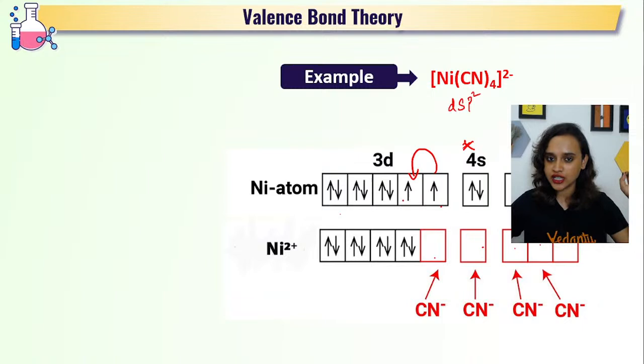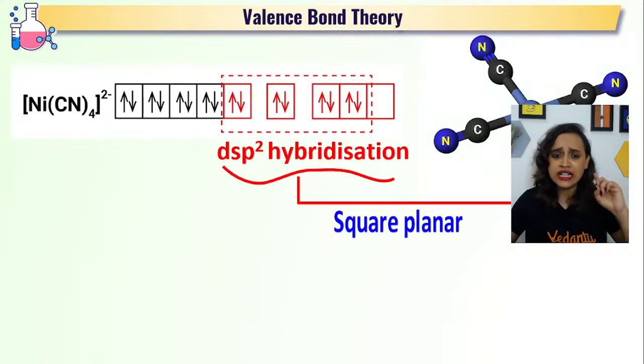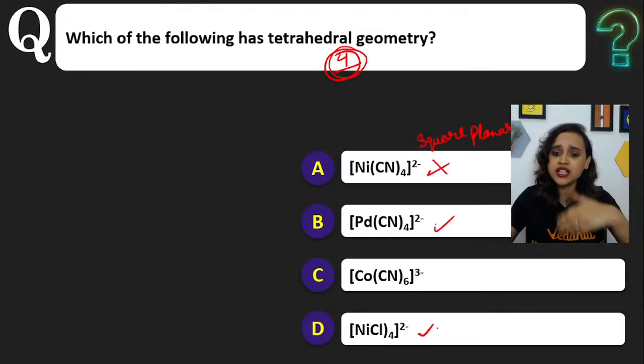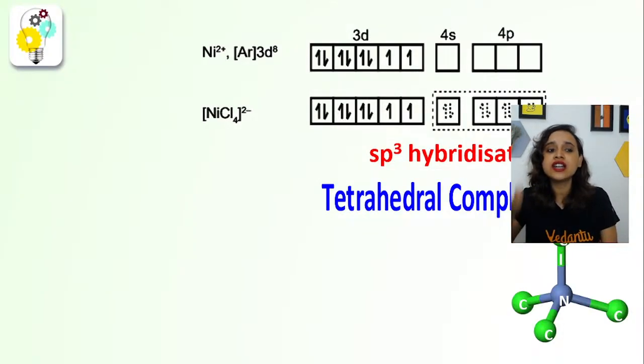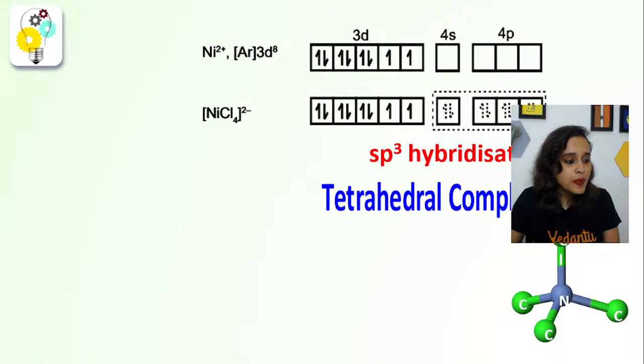Now, if I do not touch it at all, then what will I get? Then I will have to fill. See, I have unpaired electrons, so I will take SP3. Very good. Mark Twain, you are doing great. Because of SP3 hybridization, I will get a tetrahedral complex.